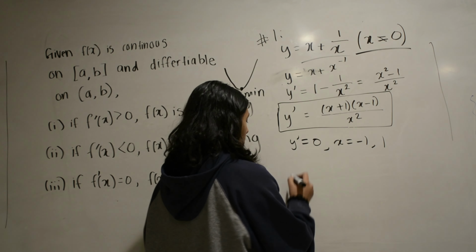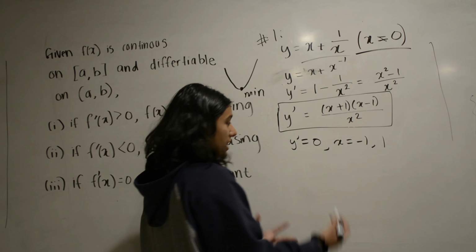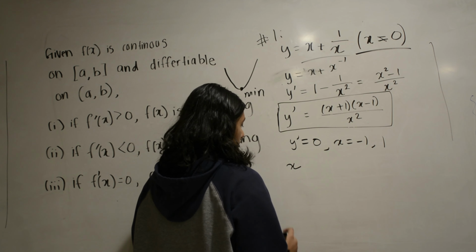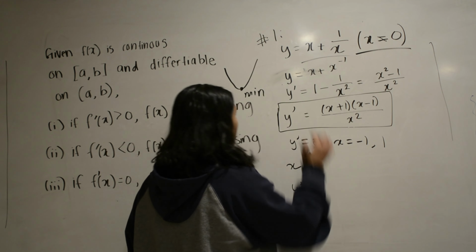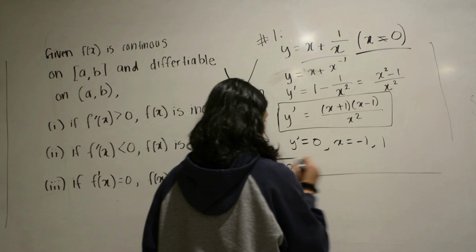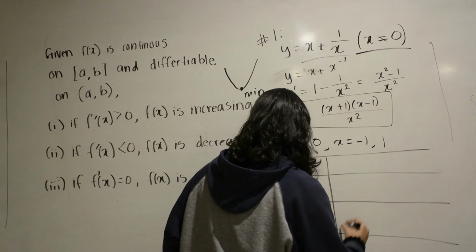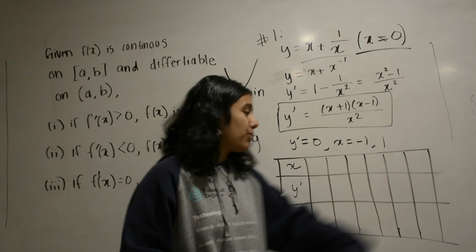So how do we make one? Well, we have three important components when making a variation table. We have the x value, we have the y prime value, which is the slope, and we have the y value, which is the original function. And now we're just going to make a table. Alright, now we have made a table. I may need more columns, but we'll worry about that later.